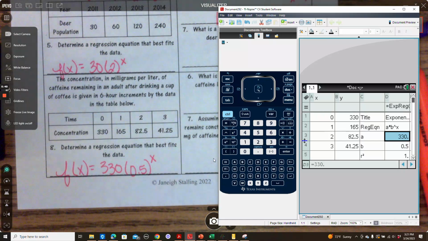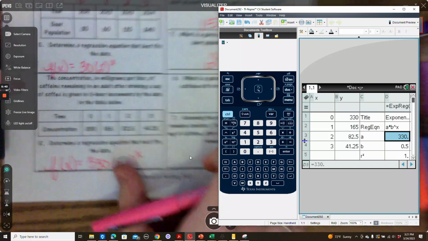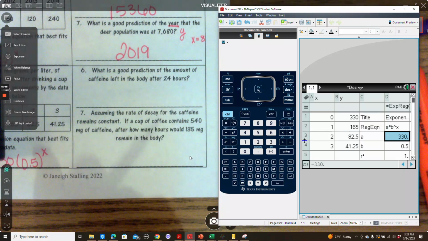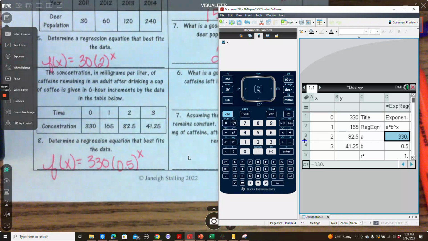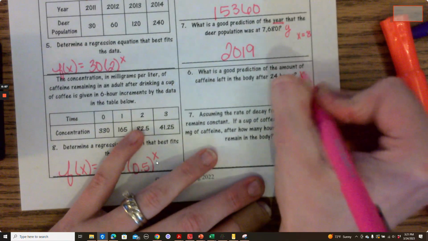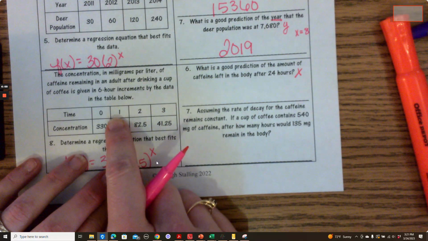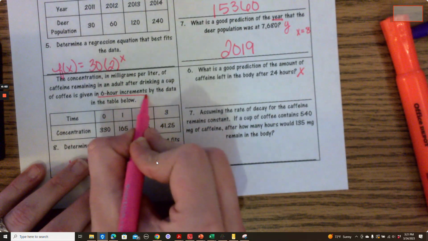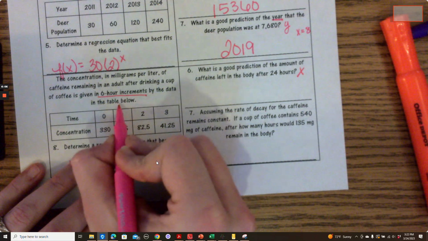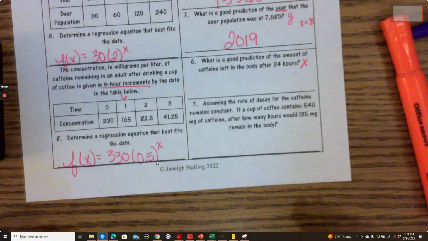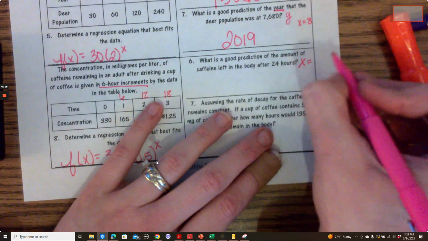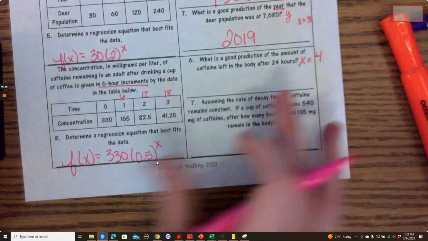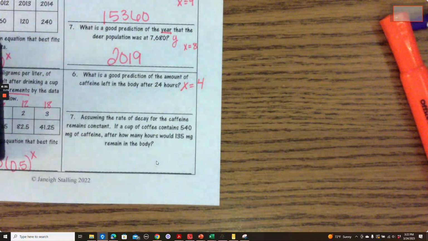Okay. So here's our questions, right? What is a good prediction of the amount of caffeine left in the body after 24 hours? Okay. 24 hours, is that an X or a Y? X. But does this represent 1 hour? No. It's given in 6-hour increments. So the 1 is 6 hours later. That's the first check. So then this would be 12. This would be 18. So what would X be here for 24 hours? 4.